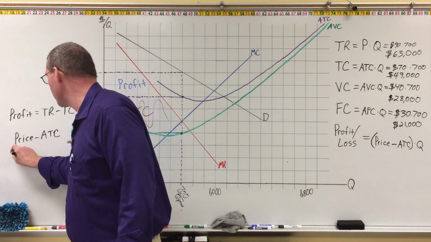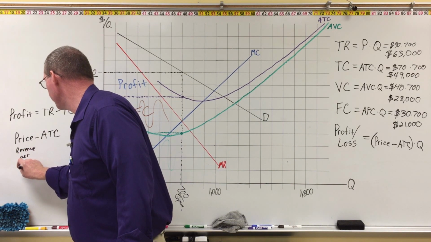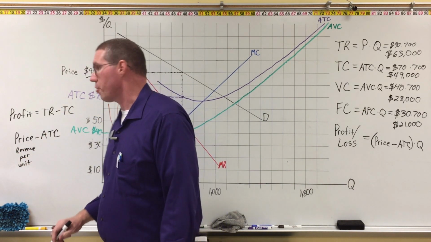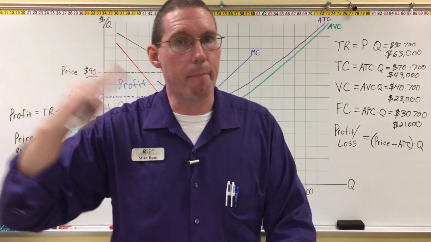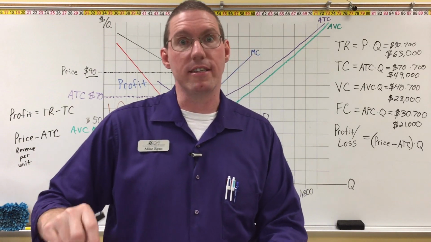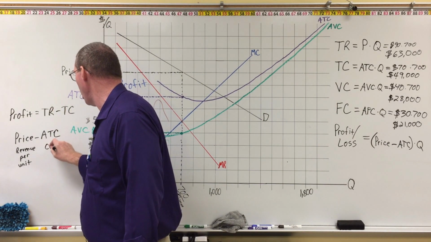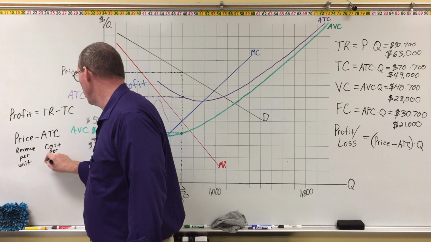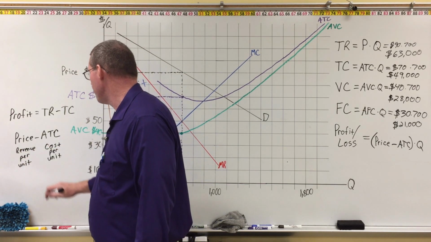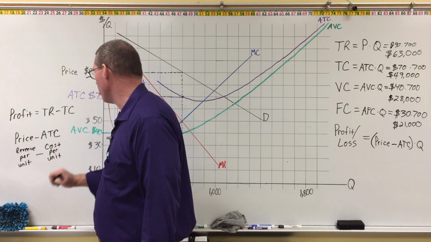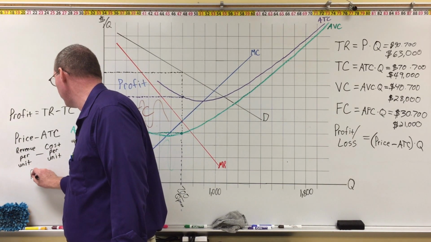So price is revenue per unit. And what is average total cost? Well, that is the cost per unit, because we're taking total cost, dividing it by quantity. Each quantity is each unit of quantity. And so average total cost is the cost per one unit. The cost per one unit and the revenue per one unit. And if you subtract the cost per unit from the revenue per unit, you get the profit per unit.